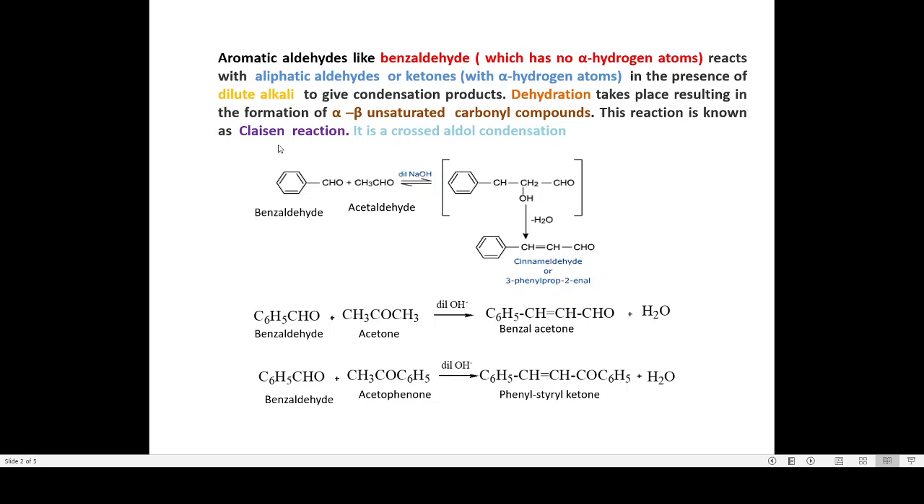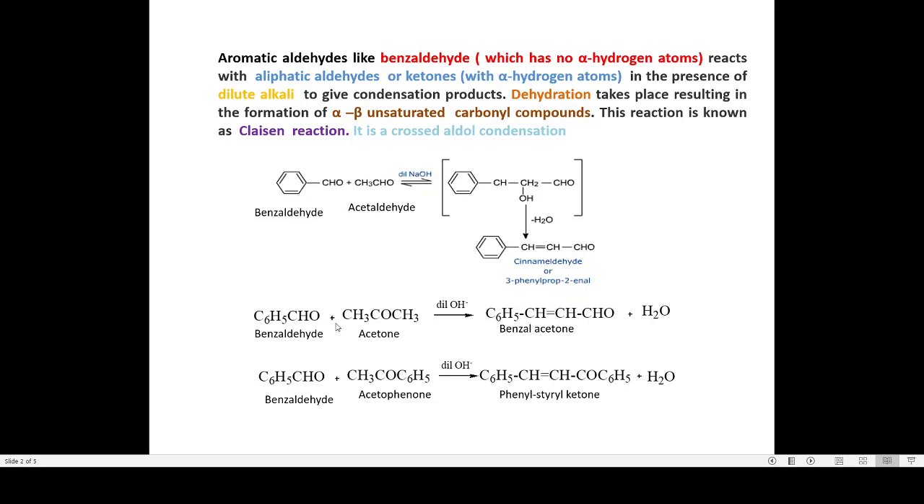This reaction is called the Claisen reaction. We can consider the Claisen reaction as a crossed aldol condensation because here we are taking two different units, an acetaldehyde and benzaldehyde, for condensation, and hence we call it the crossed aldol condensation. So this is your Claisen reaction.